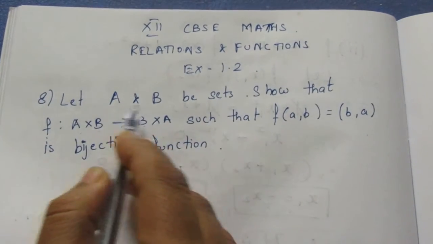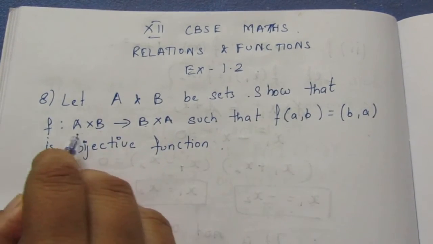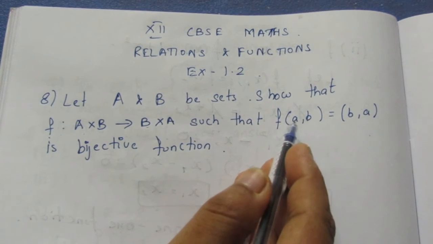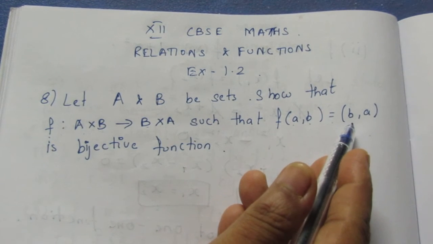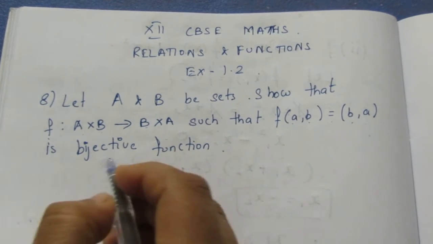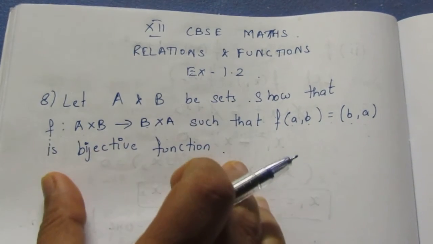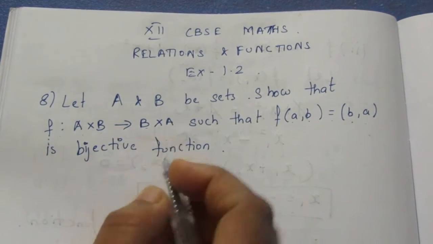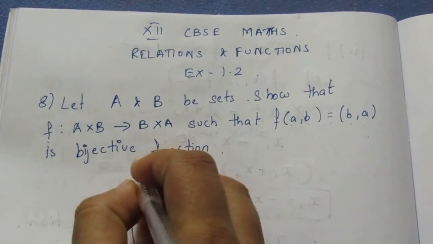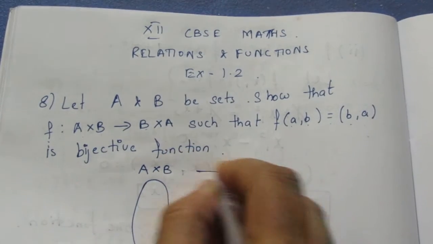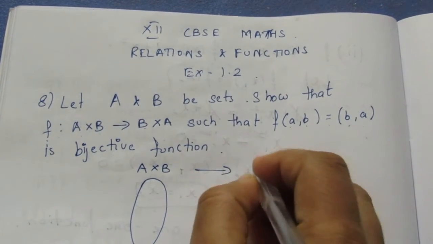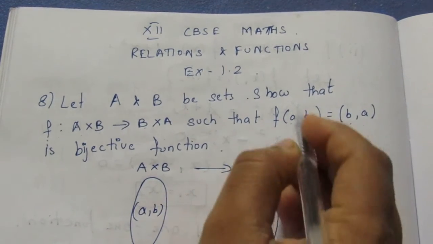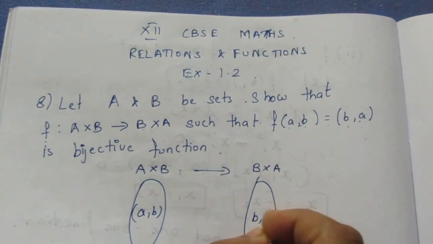Question பாருங்க. Let A and B be two sets. Show that the function f from A cross B to B cross A, such that f of (a, b) is equal to (b, a), is a bijective function. So we need to show it to be a bijective function, given A cross B to B cross A. So I am taking this as (a, b) according to this to (b, a).